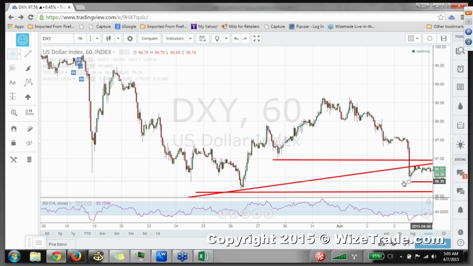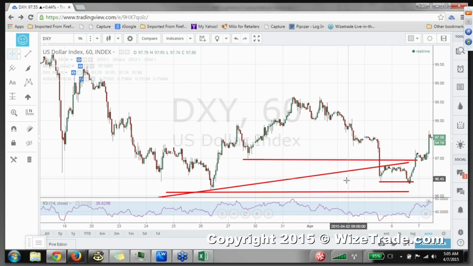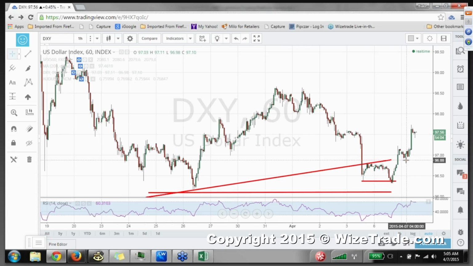So we came down, we tested support, we broke below it just slightly, and then the squeeze, just like the stock market squeezed higher, the dollar started to squeeze higher yesterday. Then we squeezed past 97, and then obviously to where we're at right now. Pretty amazing moves from the dollar, all in all.